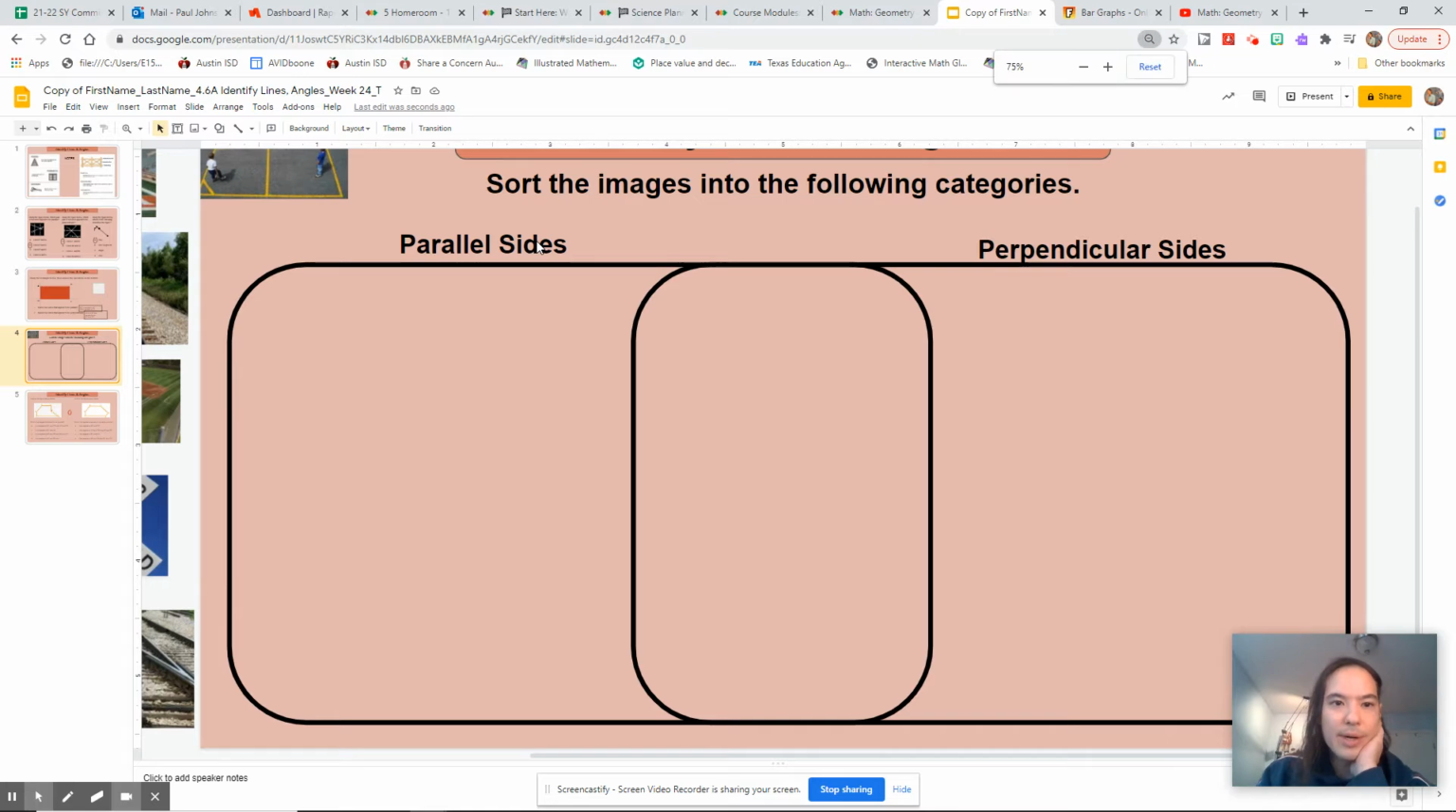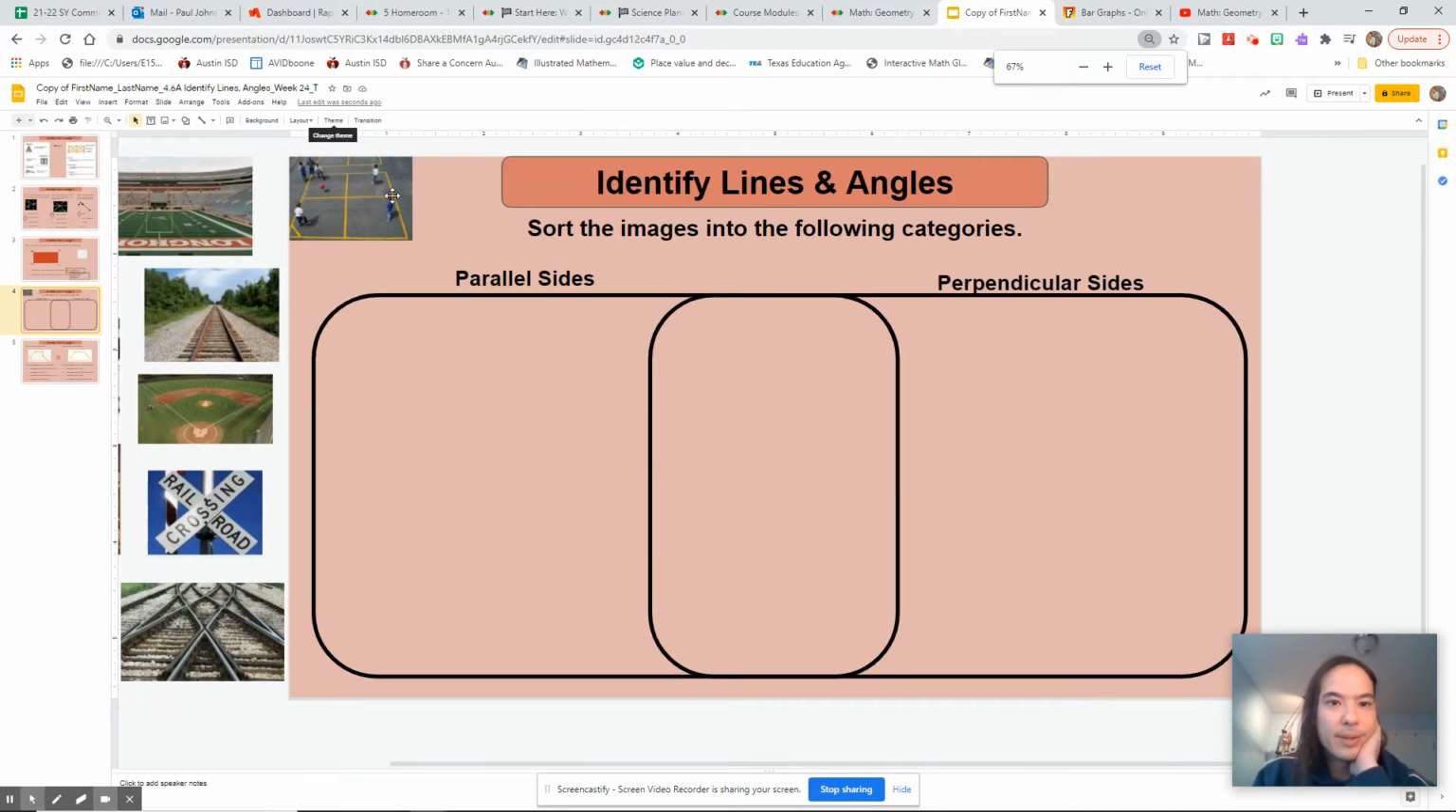All right, let's take a look. Oh, that one's too big. All right, let me shrink this down. Okay, so what we have to do is identify lines and angles.